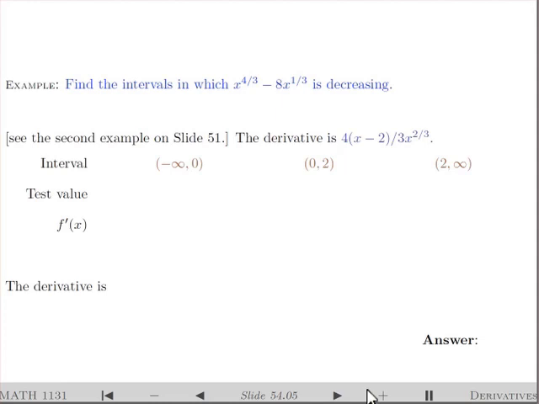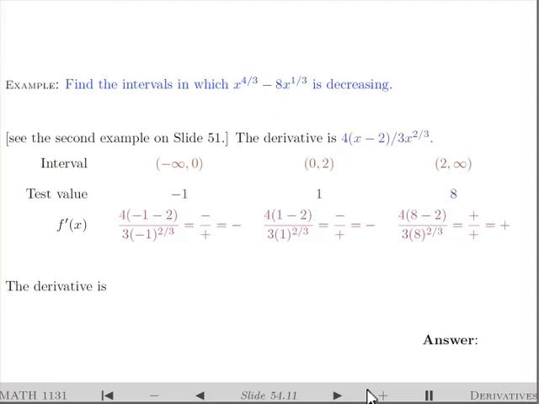Again we will determine the signs by using test values, although in this case that's a little bit of an overkill because the denominator 3x^(2/3) is positive except at 0. So the sign of f prime is determined by the sign of the numerator x minus 2. Of course, we can also do it the long way. Pick some test value in each interval, plug that in. So it's negative in the first two intervals and positive in the last interval.